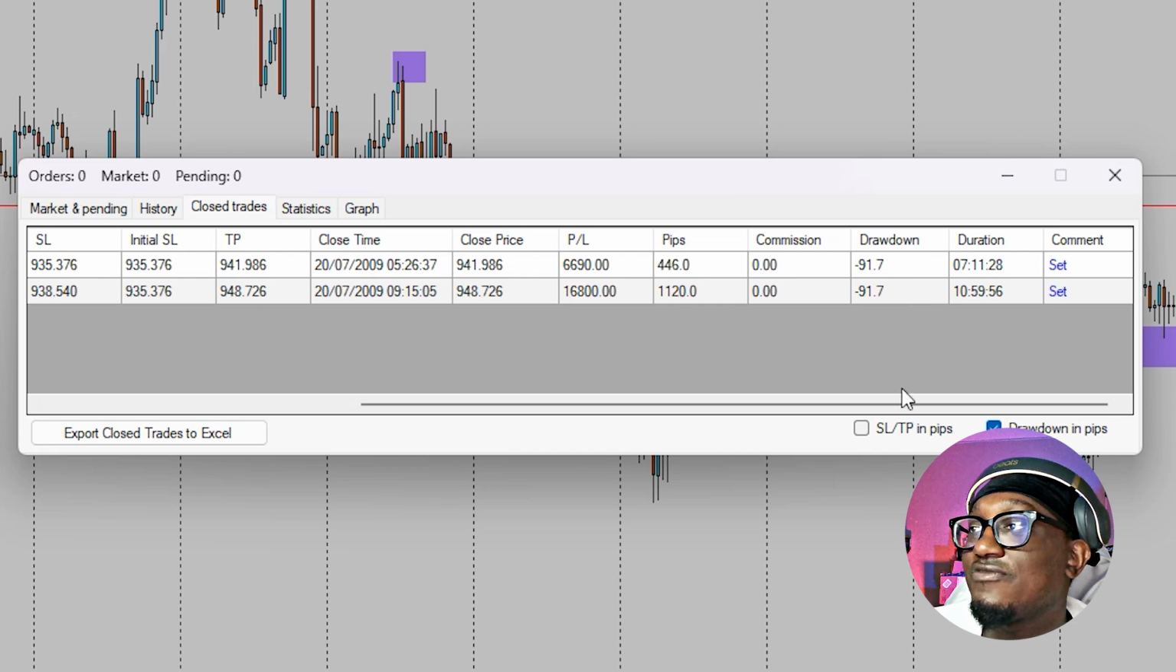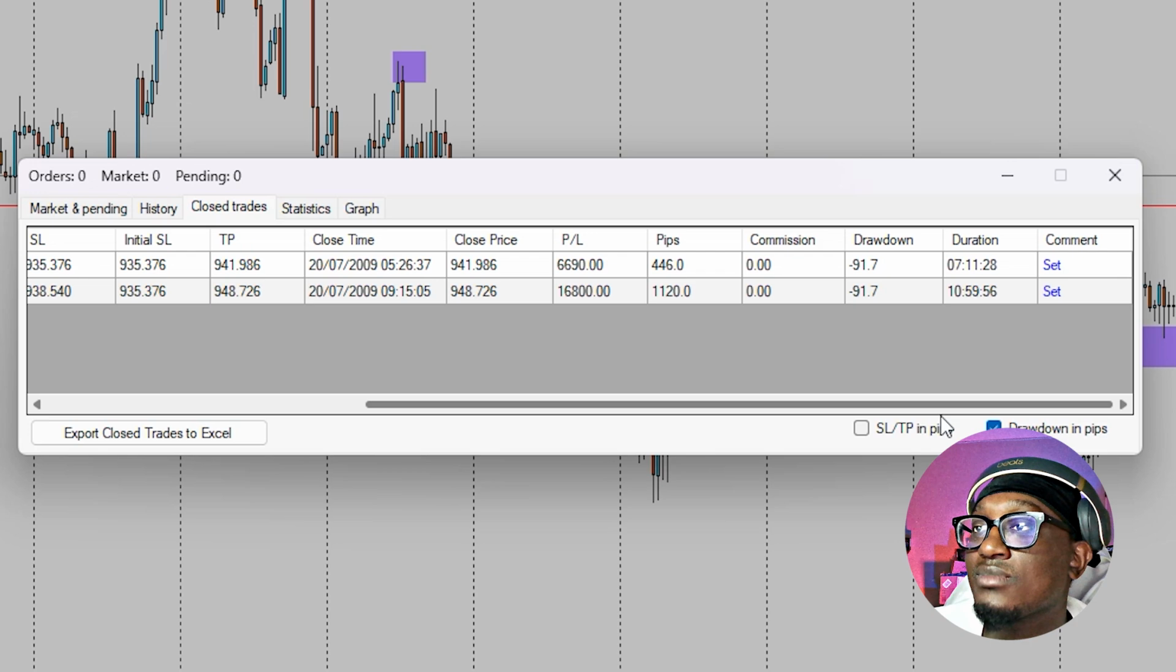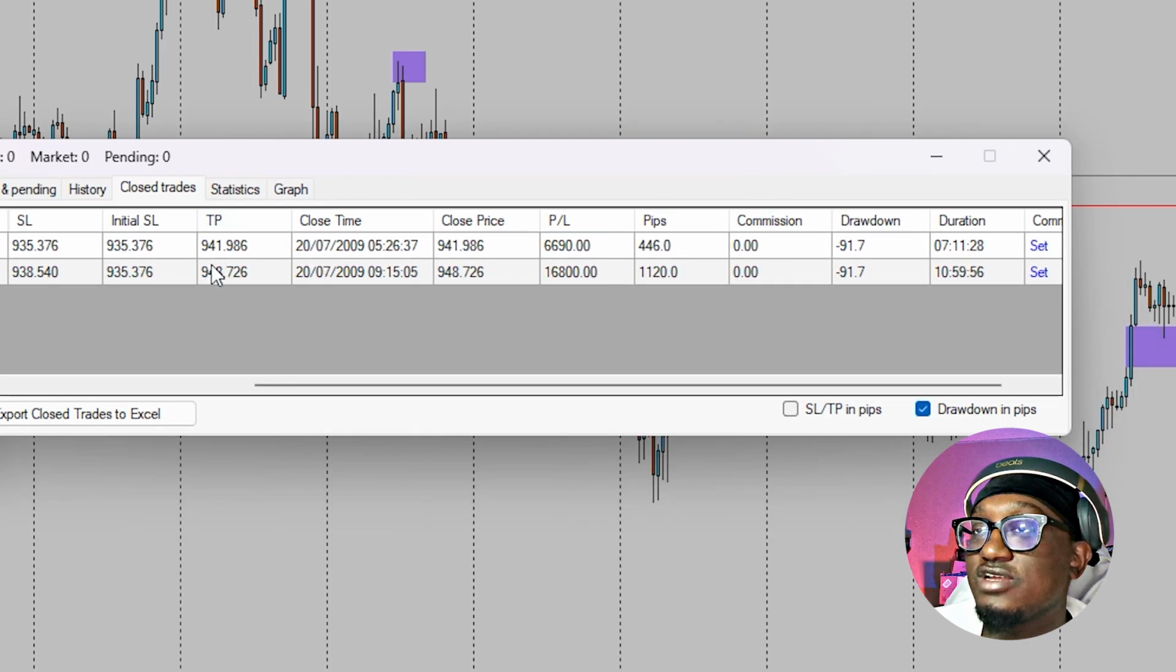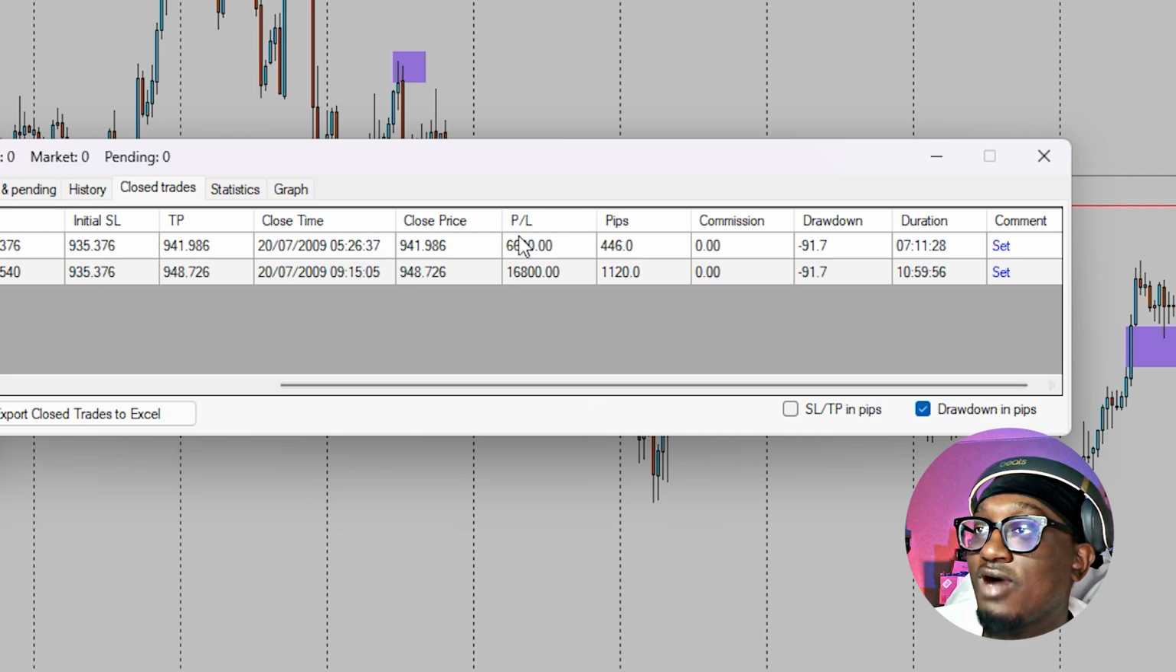I was in the trade for like 7 to 10 hours. I held, and my TP was 941. My stop loss was 935. Shot up. I profited $6,690 on the first trade, and profited $16,800 on the second trade because I held to the H4.